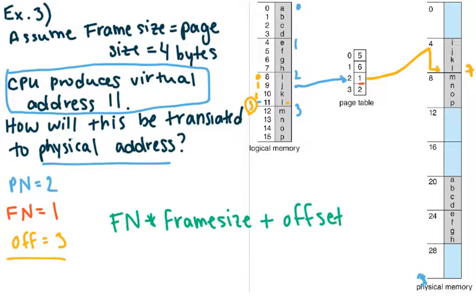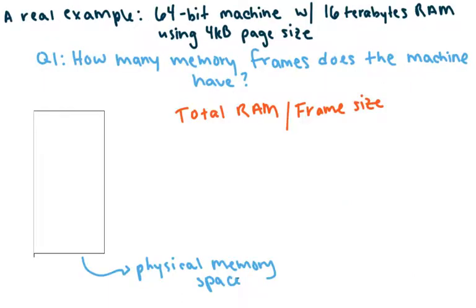The frame number times the frame size would get us here, right? So the frame number is 1 times the frame size, which is 4, plus how many more we need to go, which is our offset, plus 3. And that would get us to 7. Okay, I hope that makes sense. Moving on. So let's ask some more real-world examples.